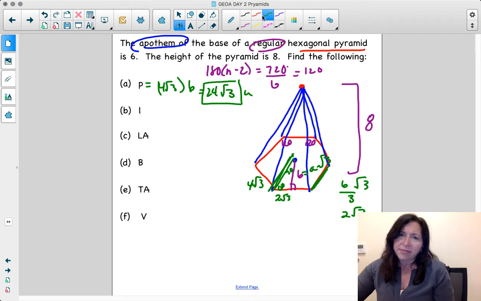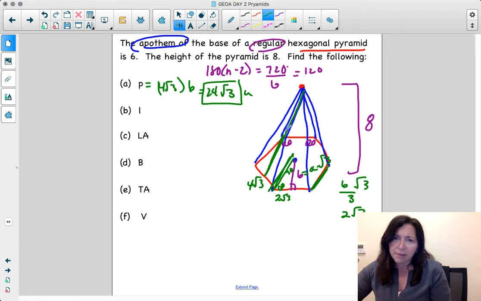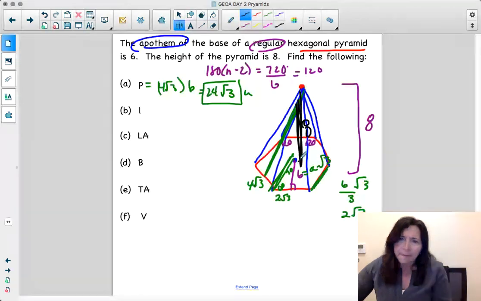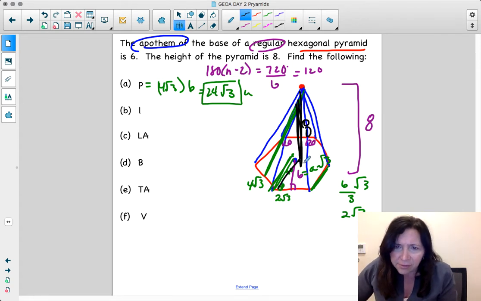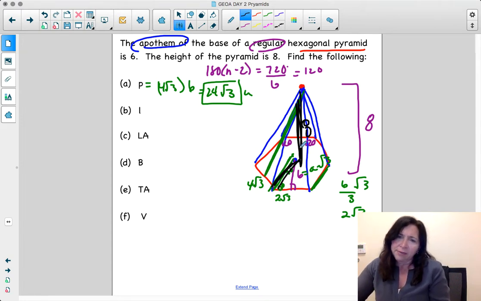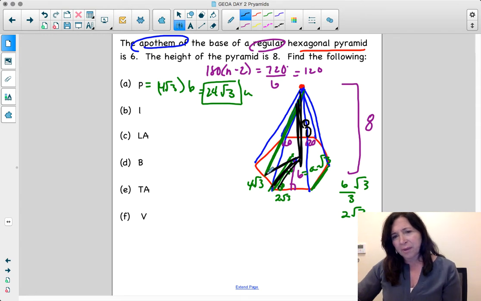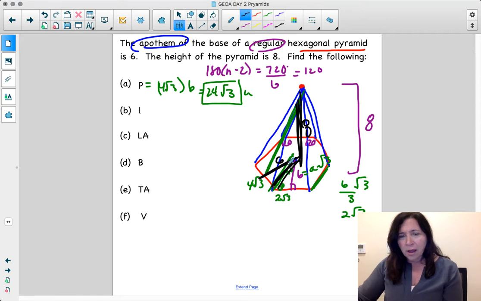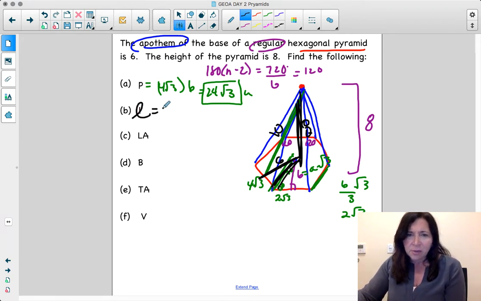All right, now my slant height, remember, comes out like this, right? Comes out that way. That's my slant height. Well, also, this is 8, right? Do you agree with that? That's 8. And this length here is going to be my apothem, and that's 6. So let's see here, 6, 8, 10. So that length's 10. So my slant height is equal to 10.